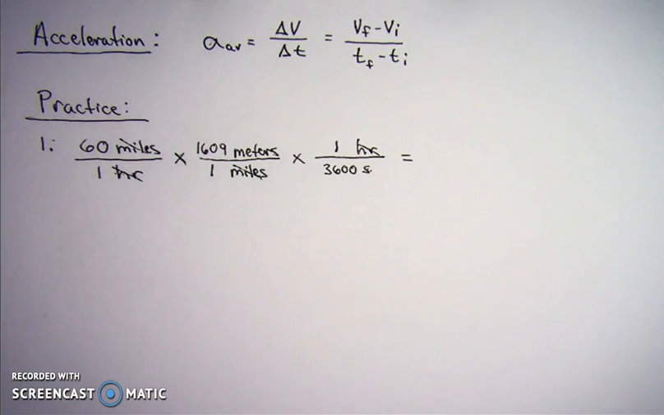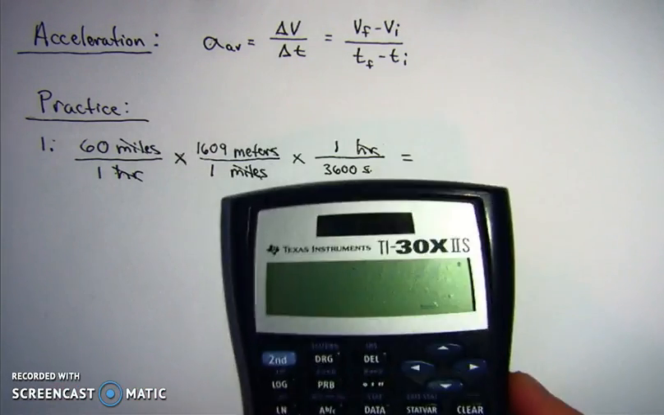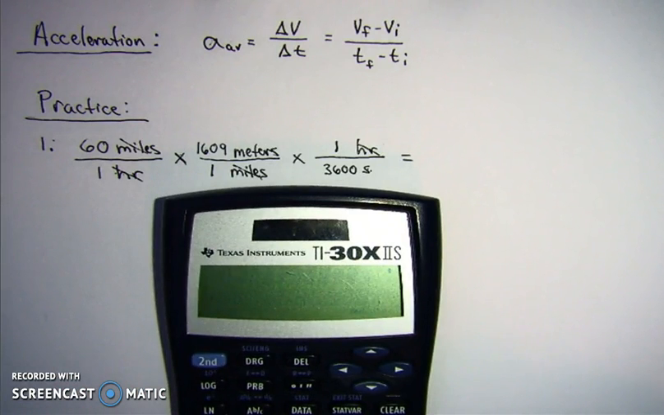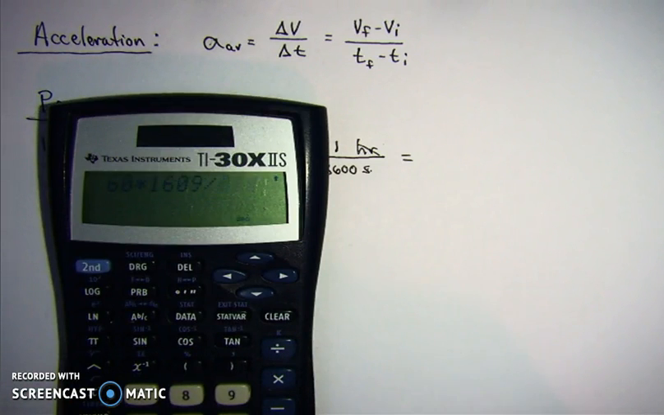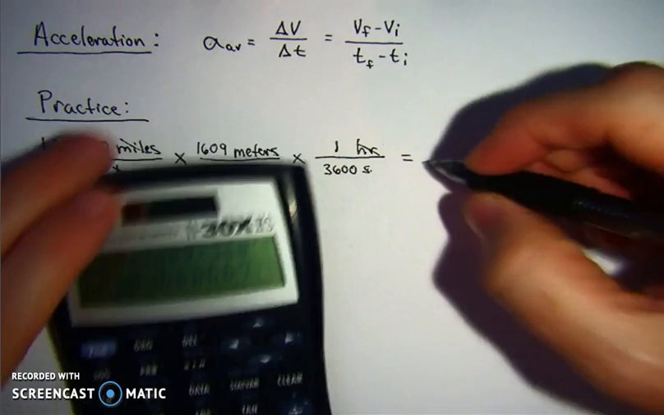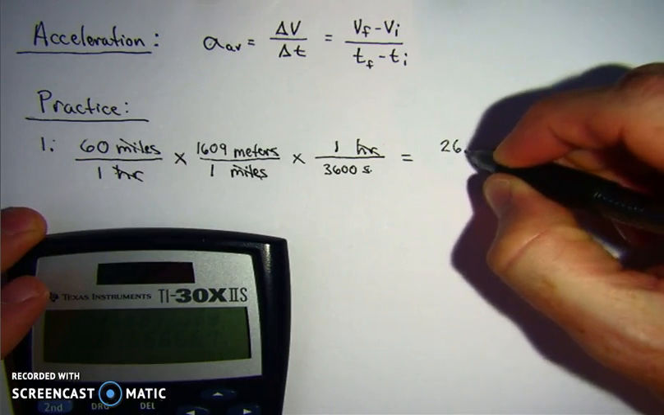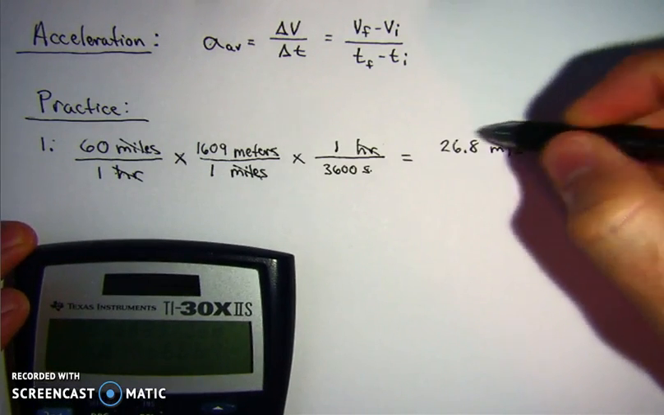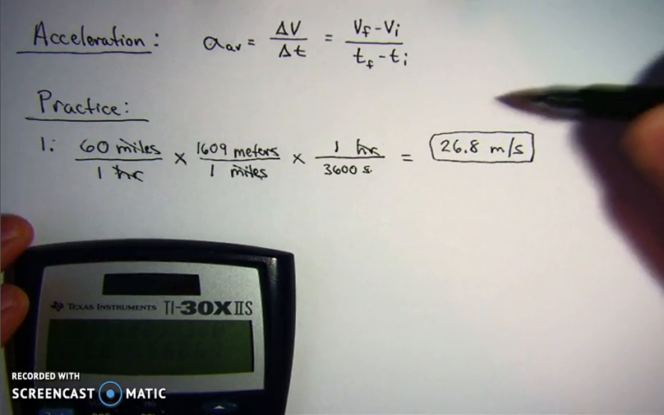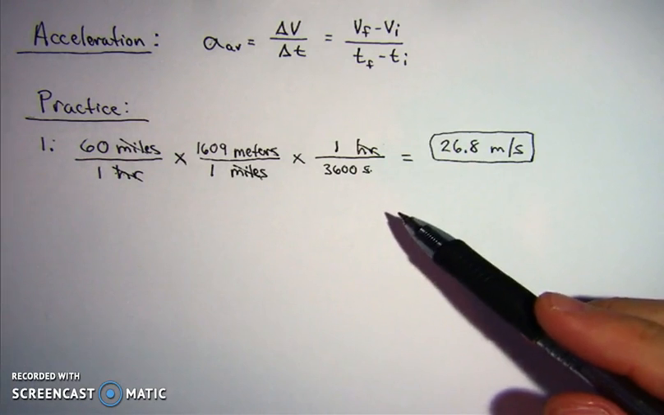So let's go ahead and calculate that real quick. So I'm going to calculate 60 times 1,609, and then on the bottom is 3,600. So I'll just divide by 3,600, and that gives me 26.8 meters per second. So that is my converted speed, my final velocity in this case.